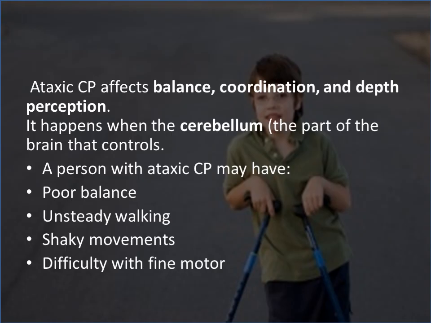So a person with ataxic CP may have poor balance, fall easily, and have unsteady walking, that is a wide-based gait, and shaky movements. There is difficulty with fine motor skills, that is writing, buttoning clothes, even drawing, then problems controlling hand movements, and speech that may sound slow or scanning.